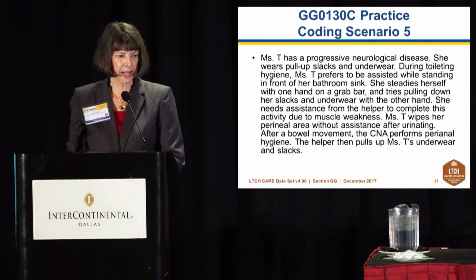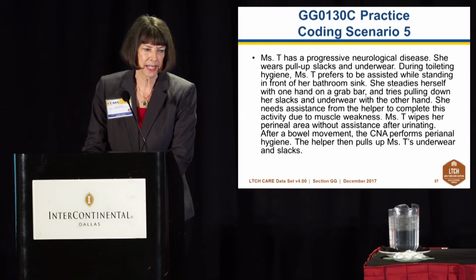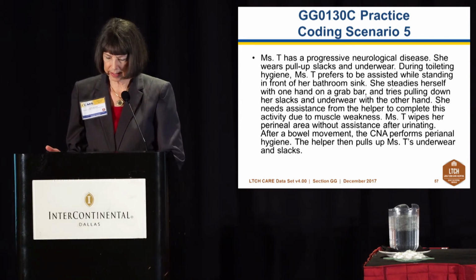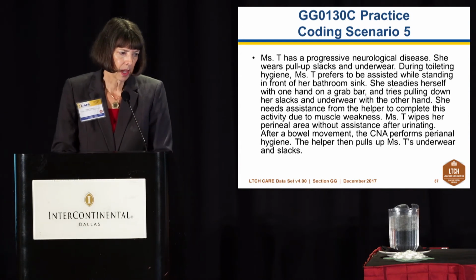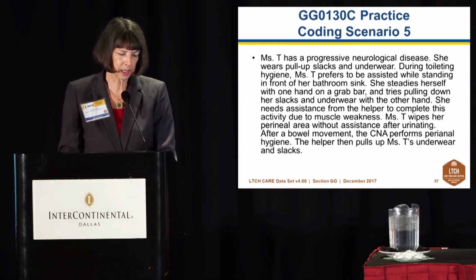So let's do this last practice coding scenario before we take a 15-minute break. Mrs. T has a progressive neurological disease. She wears pull-up slacks and underwear. During toileting hygiene, Ms. T prefers to be assisted while standing in front of her bathroom sink. She steadies herself with one hand on a grab bar and tries pulling down her slacks and underwear with the other hand. She needs assistance from the helper to complete this activity due to muscle weakness.